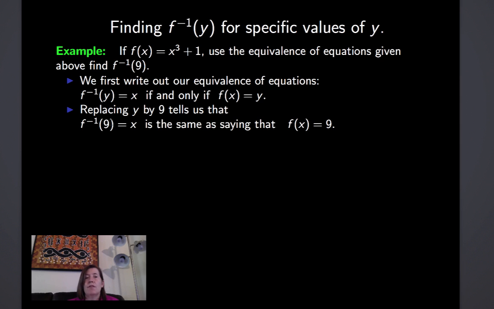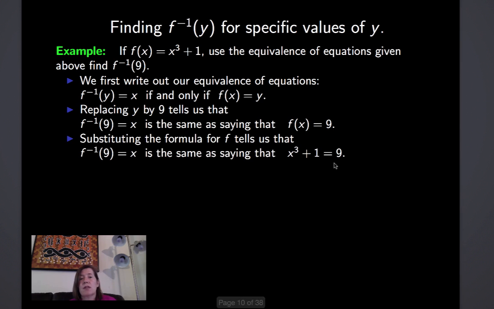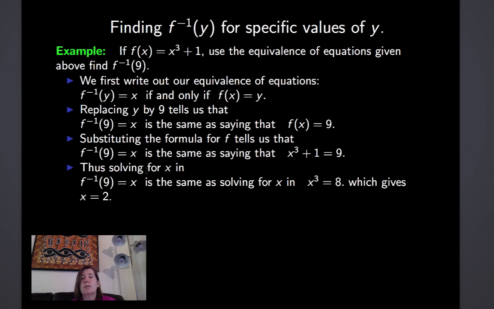So solving f inverse of 9 equals x is the same as solving for x in the equation f of x equals 9. Now, using our formula, we see that solving for x in f inverse of 9 equals x is the same as solving for x in x cubed plus 1 equals 9. That's the same as solving for x in x cubed equals 8, and that gives us x equals 2. So therefore, f inverse of 9 is equal to 2, because the x in both equations is equal to 2.